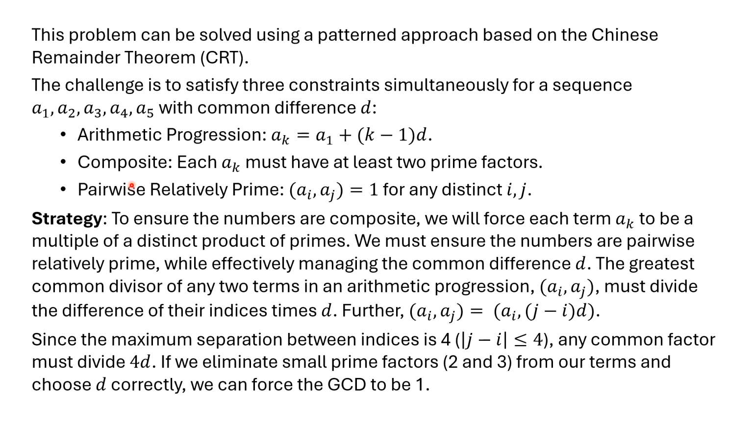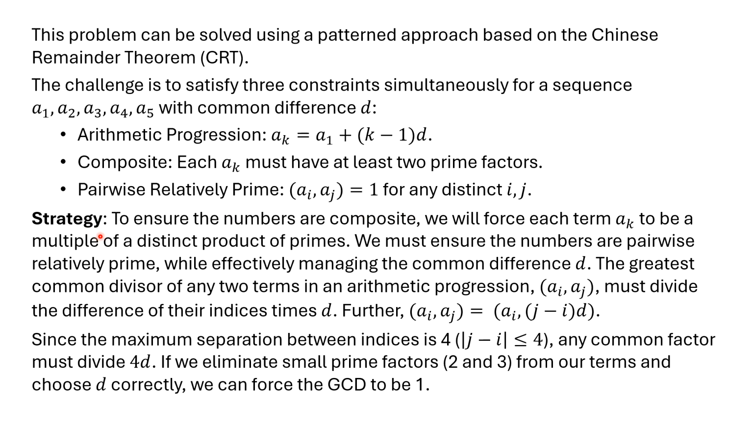And then these are the 3 conditions. I'm just writing them out a little more formally. So we need to have an arithmetic progression, in other words, this relationship here. Each of the terms needs to be composite, in other words, they need to have at least 2 prime factors. And then any 2 of these terms, not even in succession, right? It could be A1 and A4, they have to have a GCD of 1.